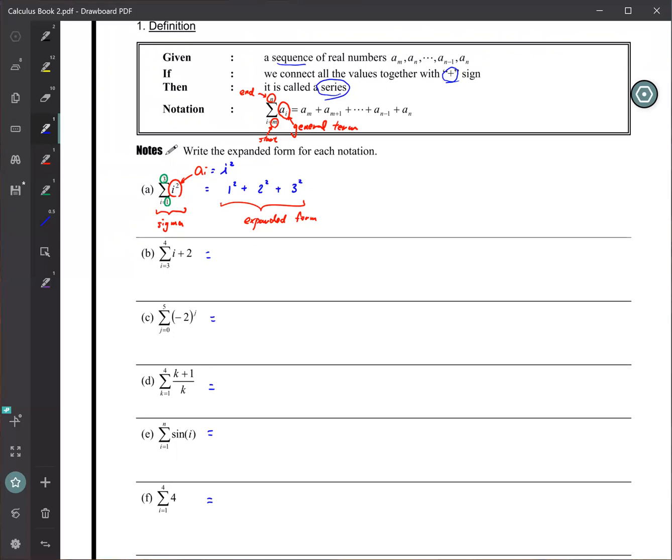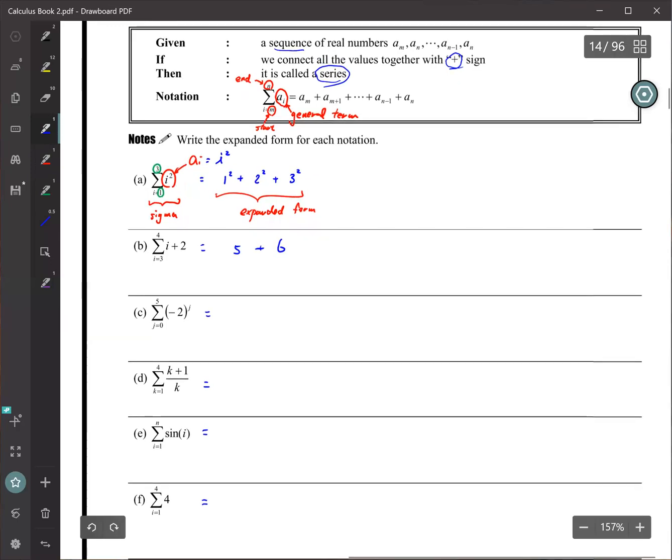Okay, Jesse, can you tell me the question B? Question B, I just got 5 plus 6. Yeah, very good. Okay, Jeffy, how about C? I got bracket negative 2 to the power of 0, and then plus all the way up until bracket negative 2 to the power of 5. Yeah, okay, that's a quick way to say. Okay, negative 2 to the 1, negative 2 to the 2, negative 2 to the 3, negative 2 to the 4.